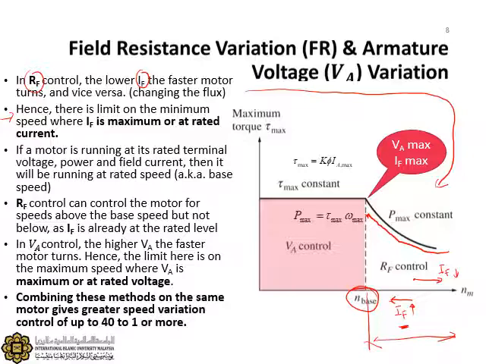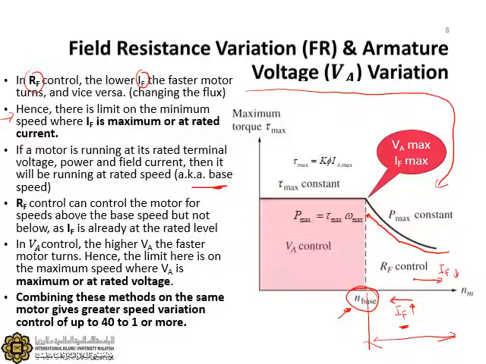If you look at the third bullet point, if a motor is running at its rated terminal voltage and rated power and rated field current, then it will be running at its rated speed, or another name for it is the base speed, which is this. You look at the diagram, it is the N base. The rated speed or the base speed, the same thing.